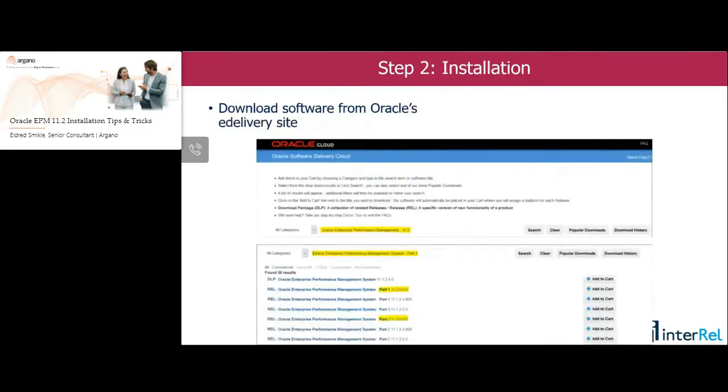All right, so server prep, first step would be to download the software. So this is done by logging into the Oracle eDelivery site, and you will need a valid Oracle account to access the site. Once you get into the Oracle eDelivery site, you can simply search on the EPM 11.2 software, and it will bring up the various versions that are available for Oracle EPM software.